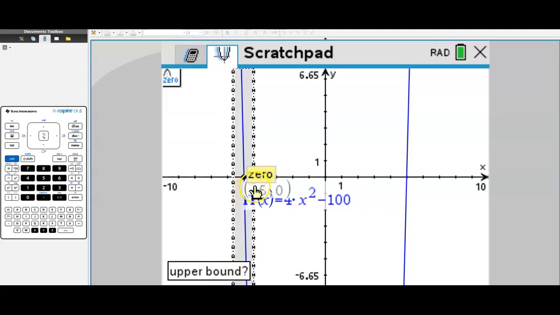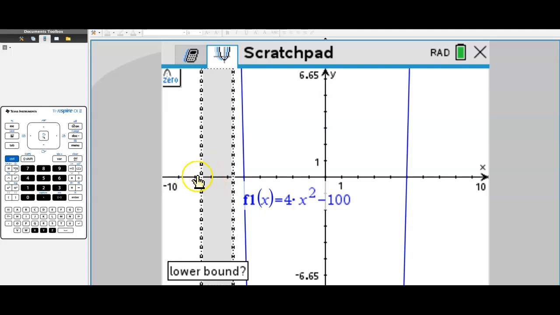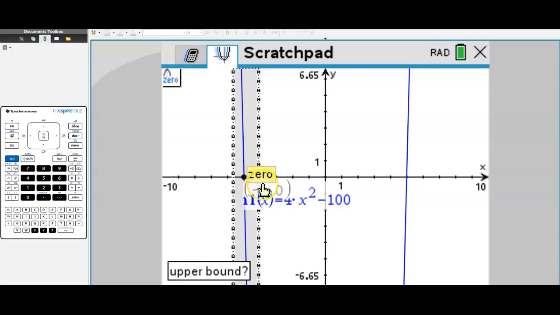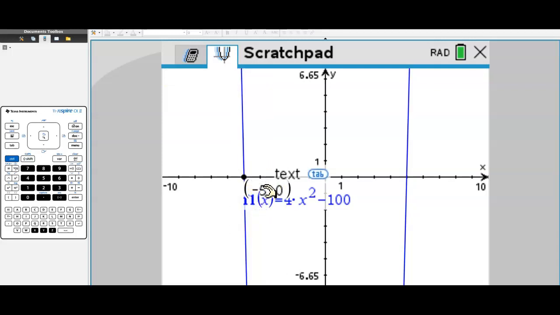Now we want upper bound. So we want something that is greater. Notice to the left, we don't hit the graph. So that does not make sense. Over here, it's already predicting negative 5, 0. If I click, we get negative 5, 0.